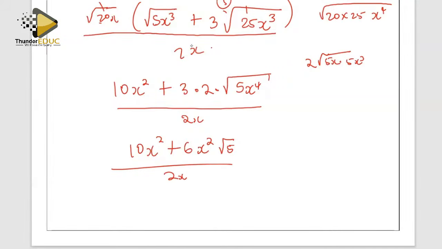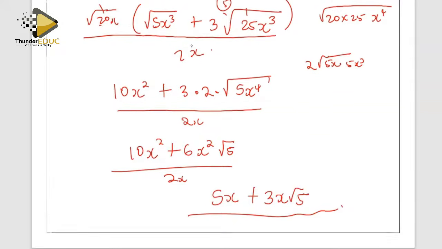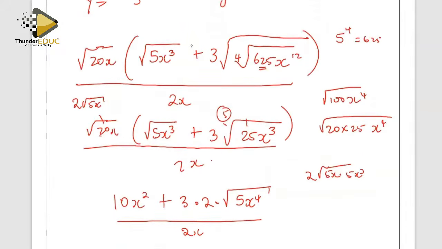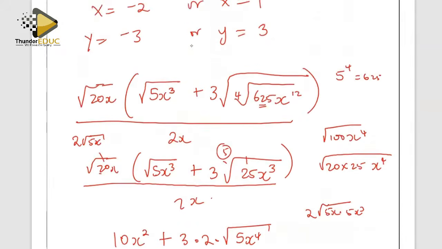Then I can split up, divide through by 2, meaning that I have my 5x plus, that's going to be 3x square root of 5. So this is what I'm getting, okay? I'm not sure if I did everything correctly, but that's what I'm seeing, okay?